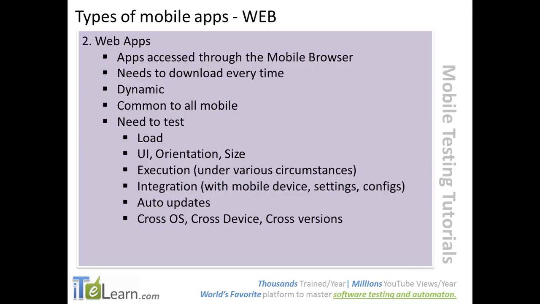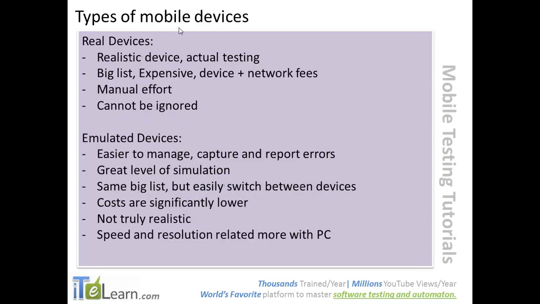And it is common to all mobile, because it is just the size of the screen, the resolution and the orientation that is different, but otherwise it is on a browser, so it is the same thing that they're looking at. Okay, so what do you need to test? Is it loading? What is the UI orientation, the size, and all the other common things that go on with it. Okay, now let's talk about types of mobile devices.